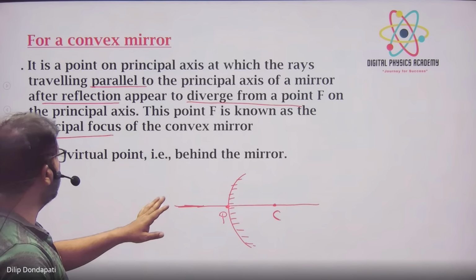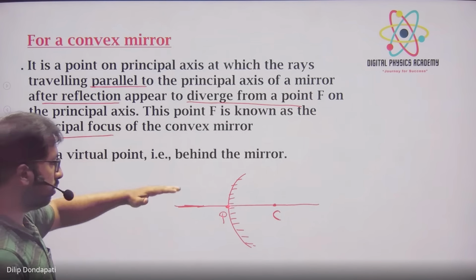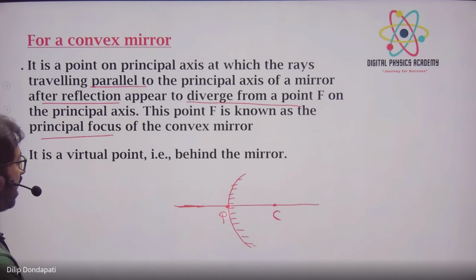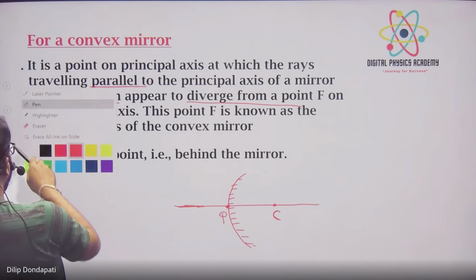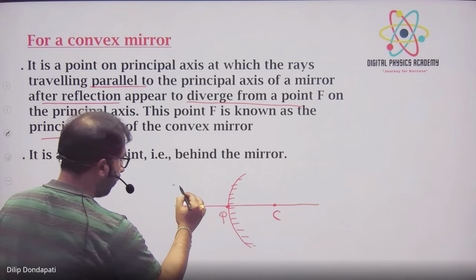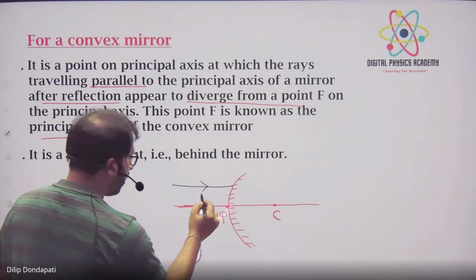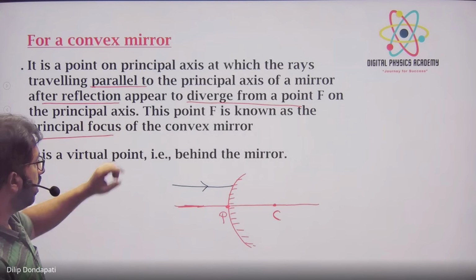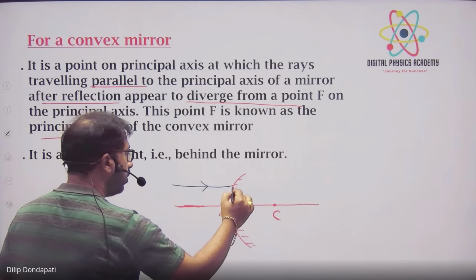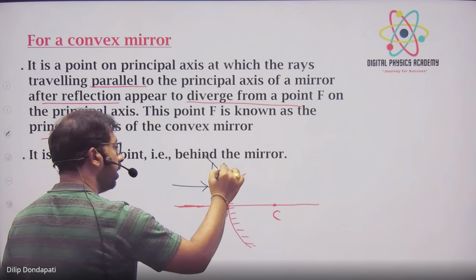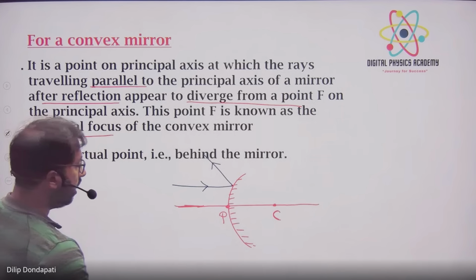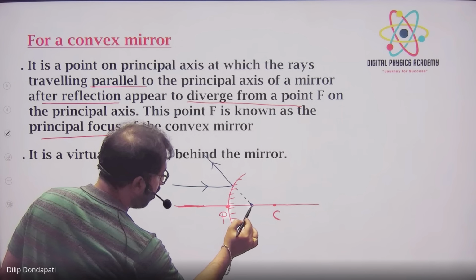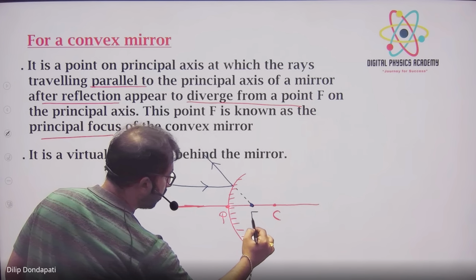So here also it is the same. It is a point on the principal axis, only on the principal axis, in which rays travel parallel to the principal axis. So I am inserting a parallel ray, which is parallel to the principal axis. After reflection, what will happen? This will diverge. And if I extend backwards, it is meeting at one point, that is called focus.